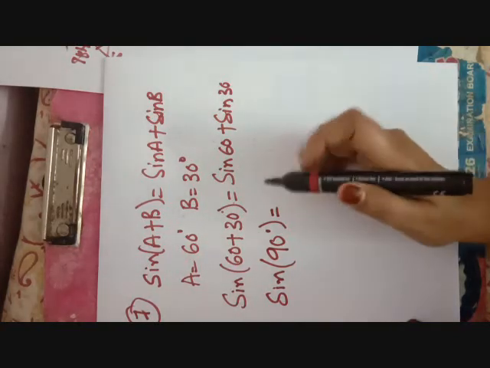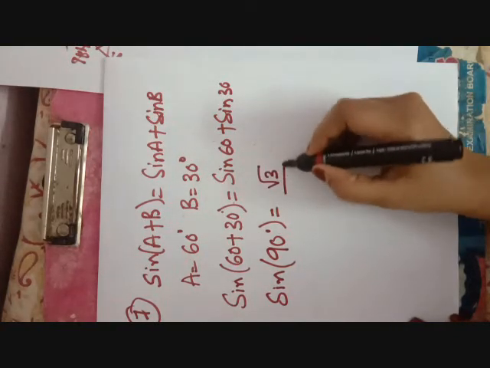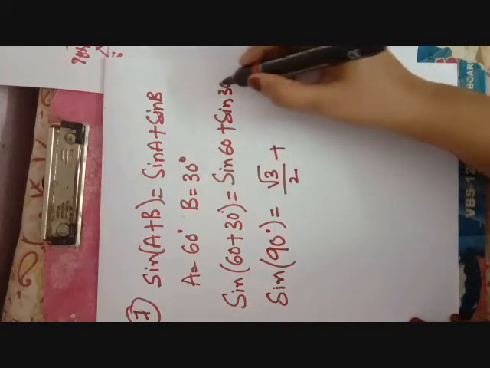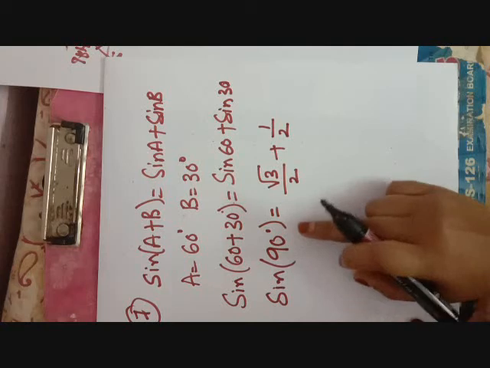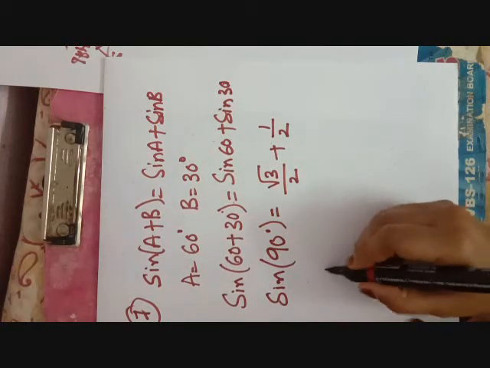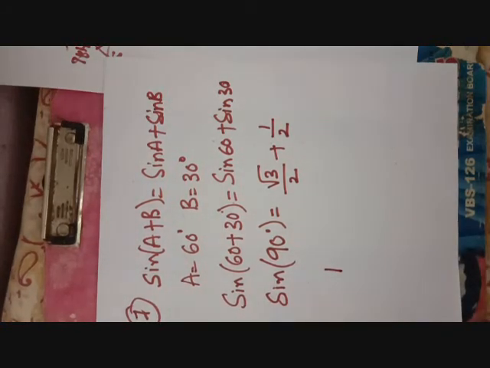Sin 60 value is root 3 by 2 plus sin 30 value 1 by 2. Sin 90 value. Sin 90 is 1. Sin 0 is 0. Sin 30 is 1 by 2. Sin 45 is 1 by root 2. Sin 60 root 3 by 2. Sin 90 is 1. You should be ready with this table.